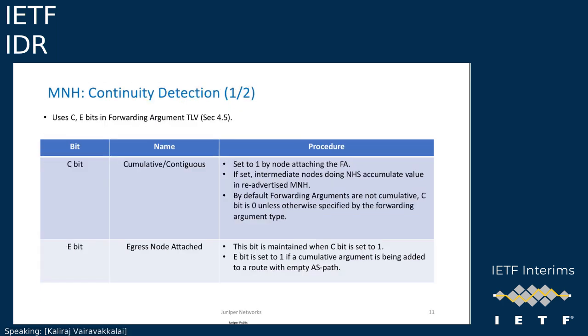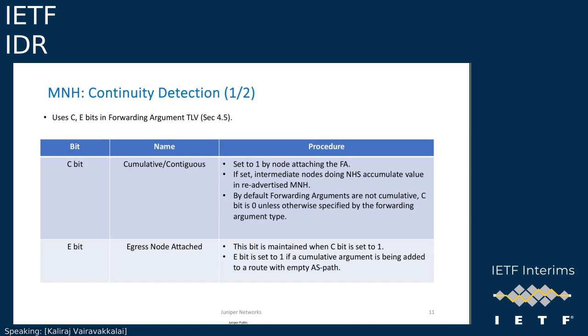So for continuity detection, two bits have been added, the C and E bits, and these are only in the forwarding arguments TLV, not in the other TLVs. In general, forwarding arguments, like the MNH, are consumed on the receiving hop, because the MNH by nature is consumed on the receiving hop and is not propagated further as it is if the next hop was modified. So any new MNHs that may be created may create the forwarding arguments fresh, and some of those may accumulate values from the received forwarding arguments. So the CBIT is a way to request that kind of contiguity or cumulative nature.